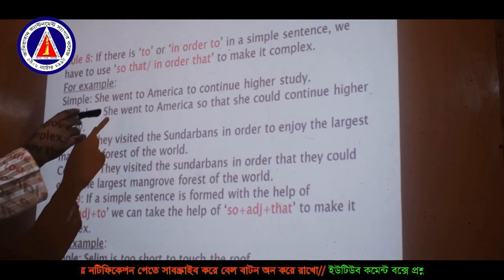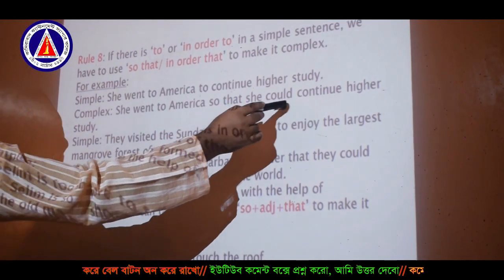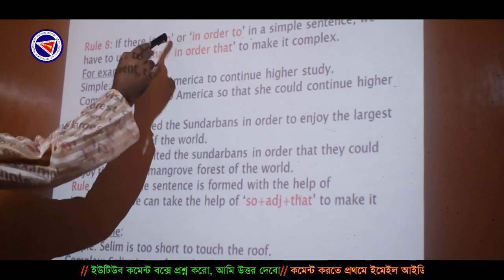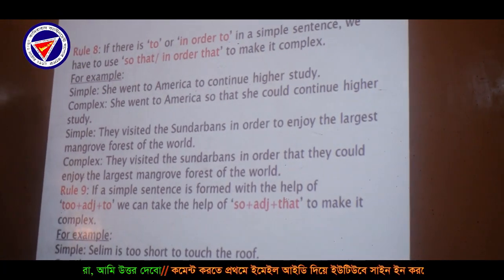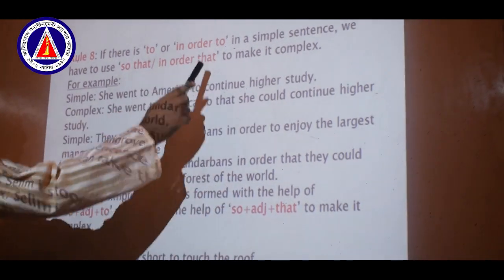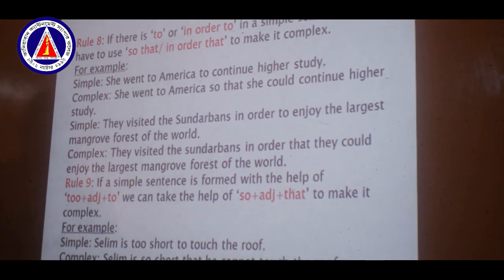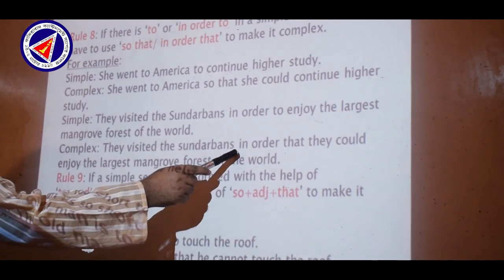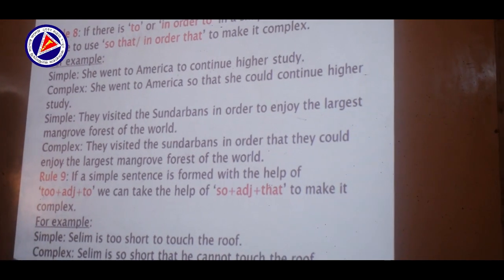So why did she go to America? She went to America so that she could continue her study. So I have used here so that instead of to. Another example: they visited the Sundarbans in order to enjoy the largest mangrove forest of the world. So the complex should be: they visited the Sundarbans in order that they could enjoy the largest mangrove forest of the world.